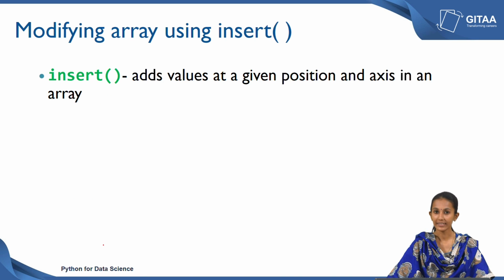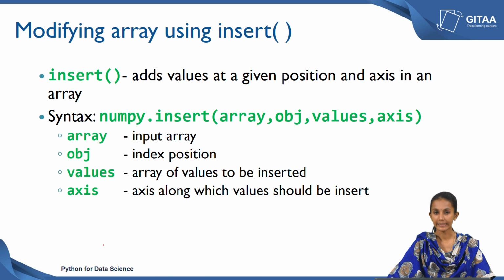Insert adds the values at the given position and you can also specify the axis. If you give axis is equal to 0, it adds along the row wise. If you specify axis is equal to 1, it adds along the column wise. The syntax is numpy.insert. You have to specify the input array, the object, which is the index position at which you want to insert, and the new values, and then you have to specify the axis.